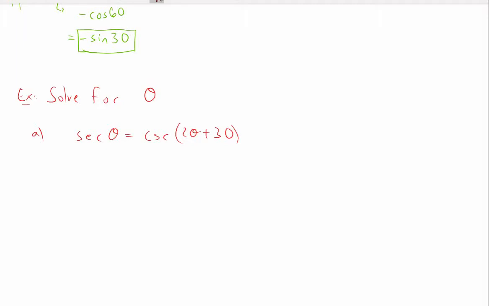But anyhow, when we have an equation like this, where we have cofunctions that are set equal to each other, we know that if two function values are equal and they're cofunctions, then the angles are complementary. And to be complementary means that if you add the two angles together, you get 90 degrees.